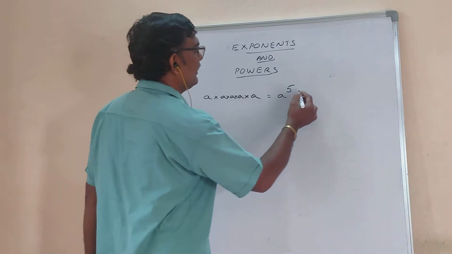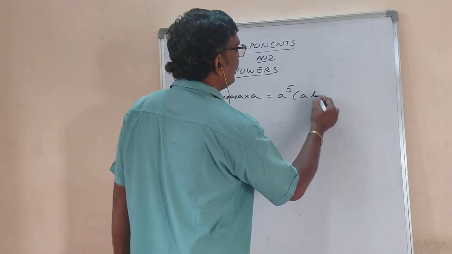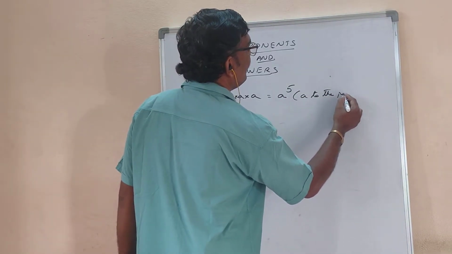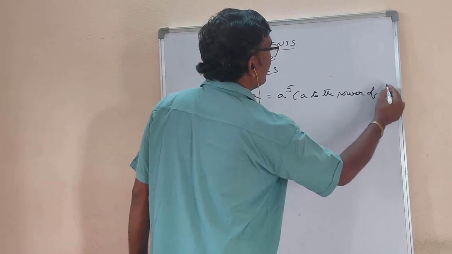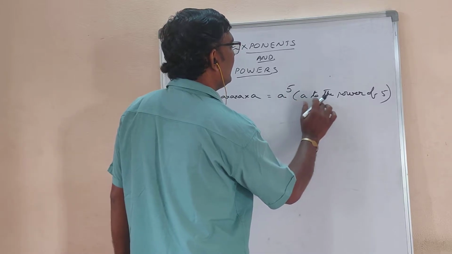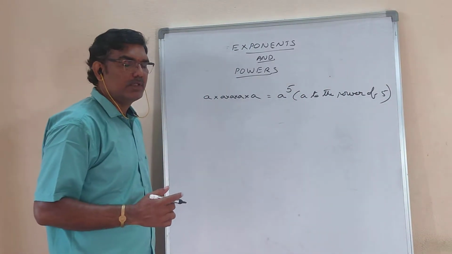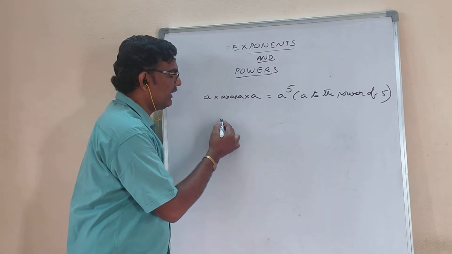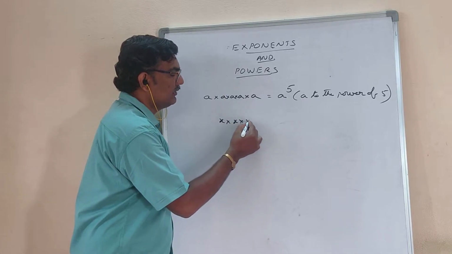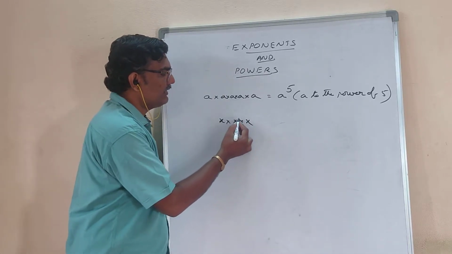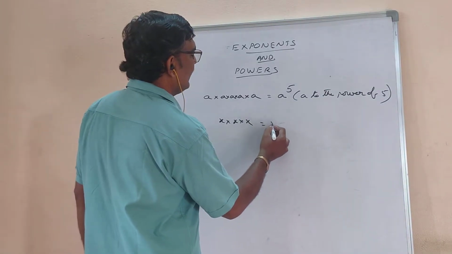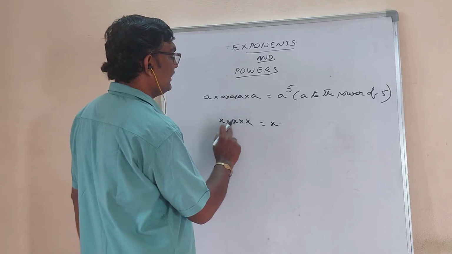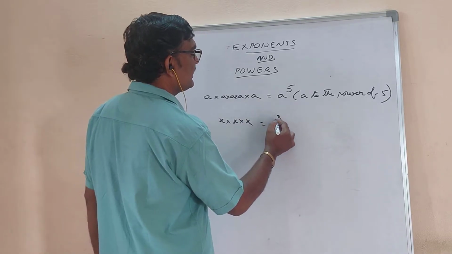How to read it? I should read this as A to the power of 5. So if I write x 3 times with multiplication in between, how can I write it? x 1, 2, 3 is there or not? So x cube.